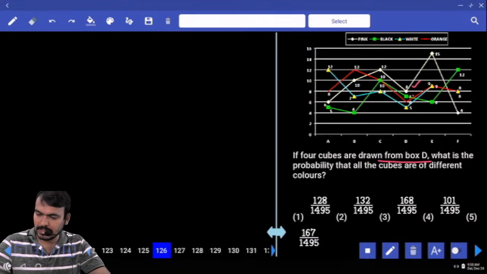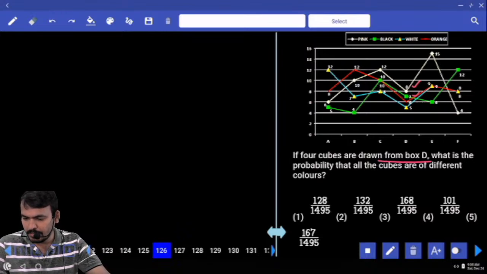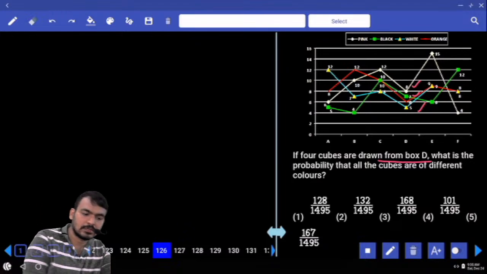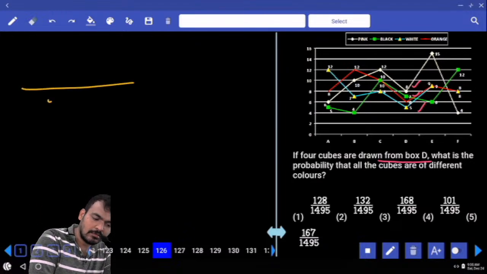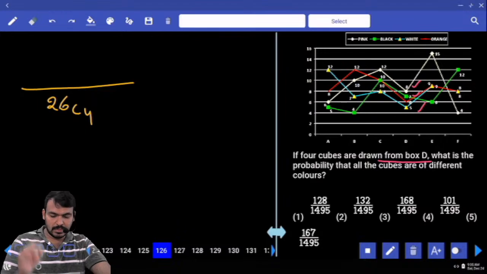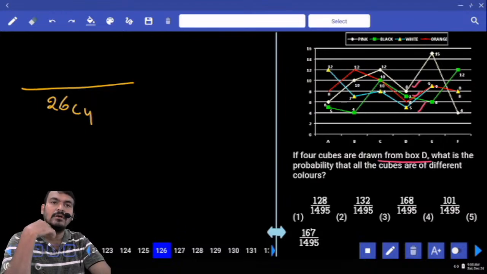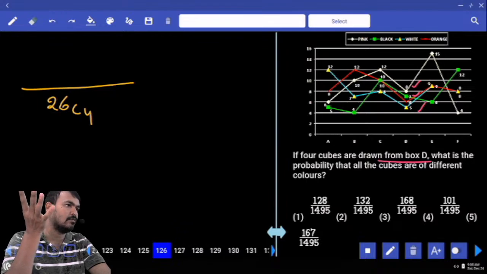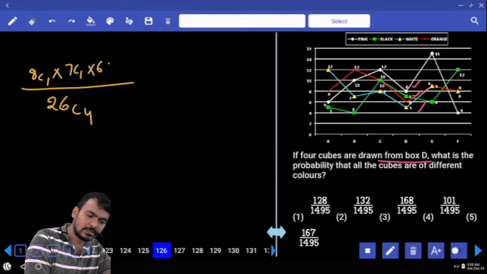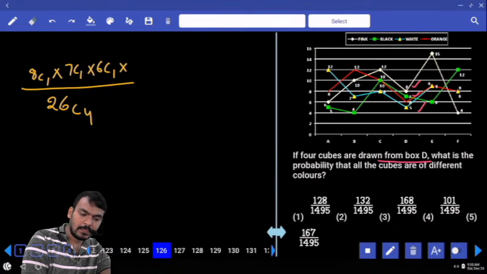Okay, first box D total how many cubes? 8 plus 7, 15 plus 5, 20 plus 6, 26. Out of 26 we are picked how many cubes? 4, and 26C4. That 4 are different or same? Different color. Means first one, second one, third one, fourth one are. Then we written 8C1 into 7C1 into 6C1 into 5C1 are.